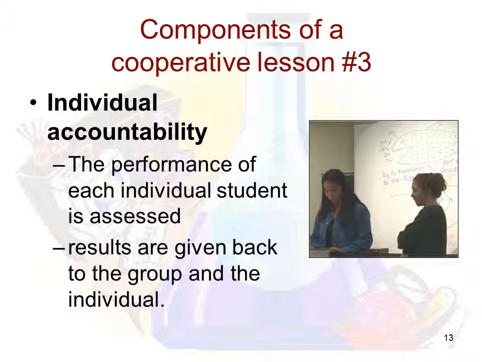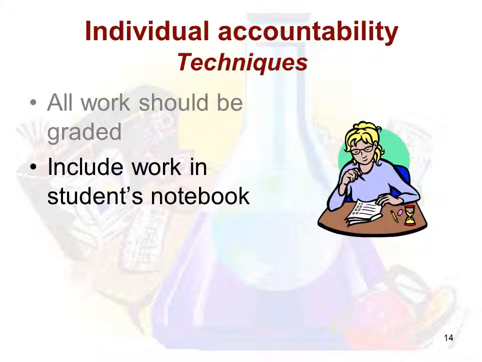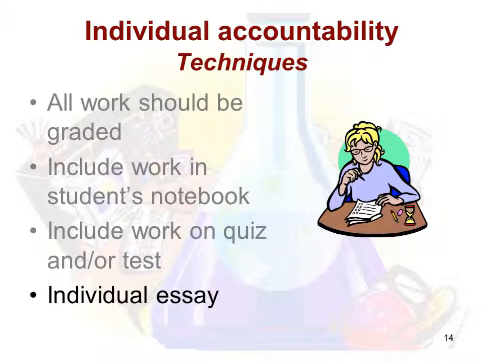So there's probably a group type grade, could be bonus points, but most important there is an individual grade for individual accountability. Here are some techniques. All work will be graded. Either you collect the work or you put them in the students' notebooks. Have some sort of quiz or a test on the work that you were doing in your class. Or you can have students write an essay or put something in their journal that will be marked or graded later on. But individual accountability is an extremely important part of cooperative learning.